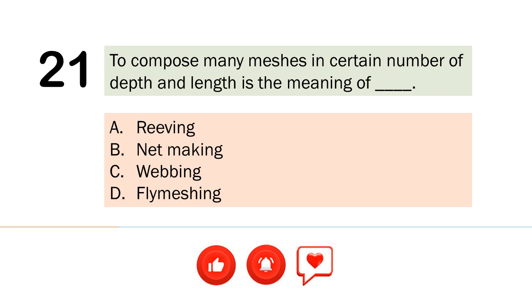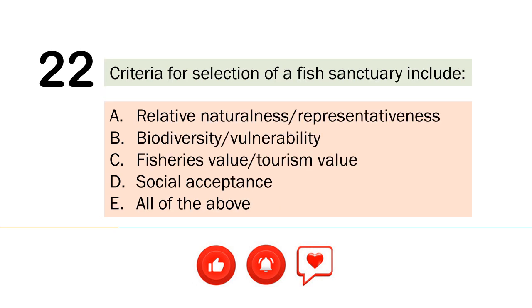Tex. Question number 21. To compose many meshes in certain number of depth and length is the meaning of blank. A. Reeving. B. Net making. C. Webbing. D. Fly meshing. The correct answer is letter B. Net making.